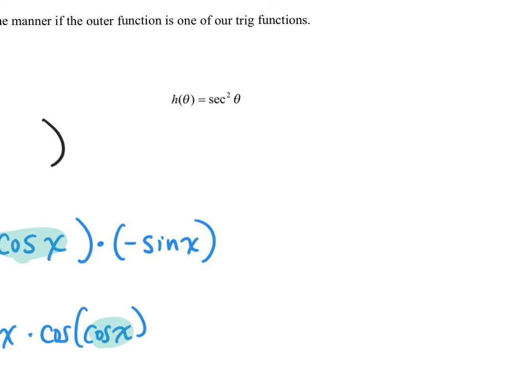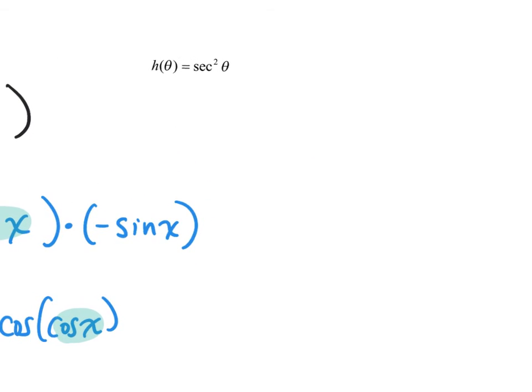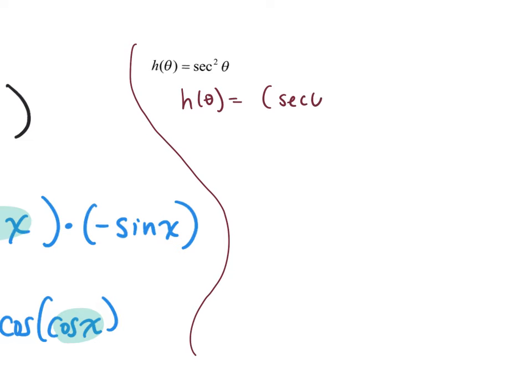Okay, in this one we have h of theta equals secant squared theta. This one's kind of hard to see what the inside and the outside function is as it's written, because the inside function is actually secant. When I see secant squared of theta, that really means I'm taking secant on the inside and the whole thing is squared. So the inside is actually secant and the outside is the squaring function.